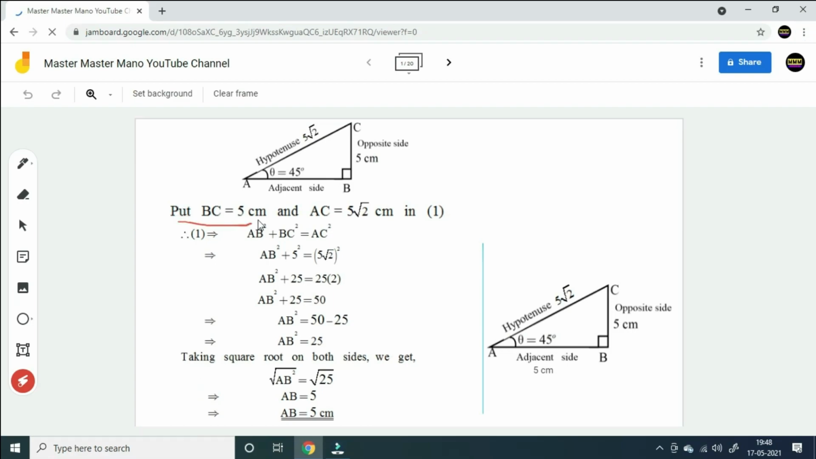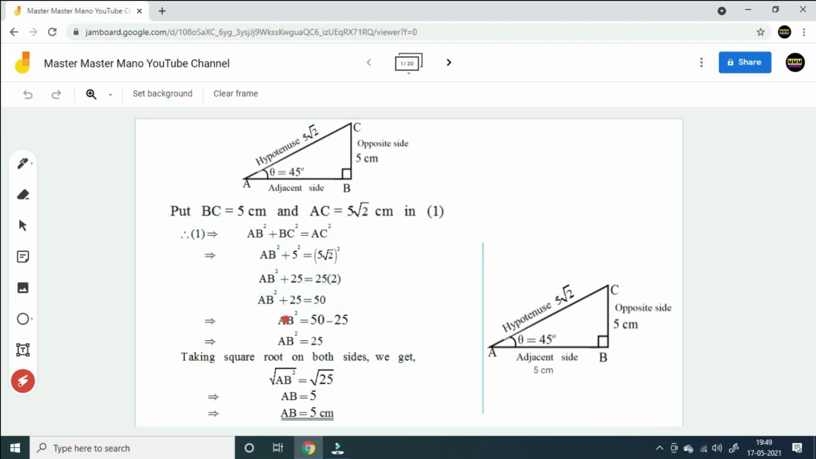Put BC equal to 5 centimeter and AC equal to 5 root 2 centimeter in the first equation. Therefore, AB square plus BC square equal to AC square becomes, AB square is not known, so it is written as AB square. BC is known, so we replace BC as 5, and BC square means 5 square, equal to AC which is 5 root 2, squared. When 5 is squared, we get 25. When root 2 is squared, it will be 2. Therefore, AB square plus 25 is equal to 25 2s are 50.